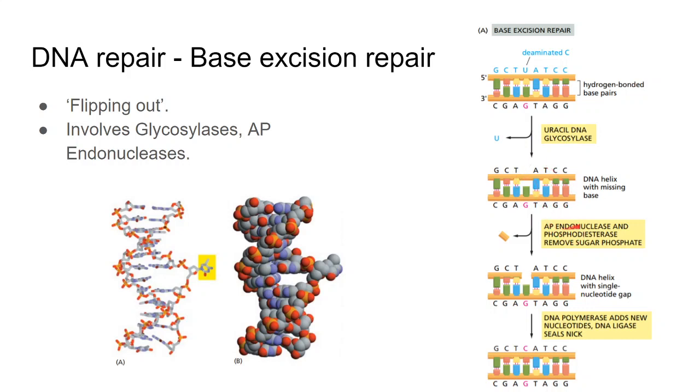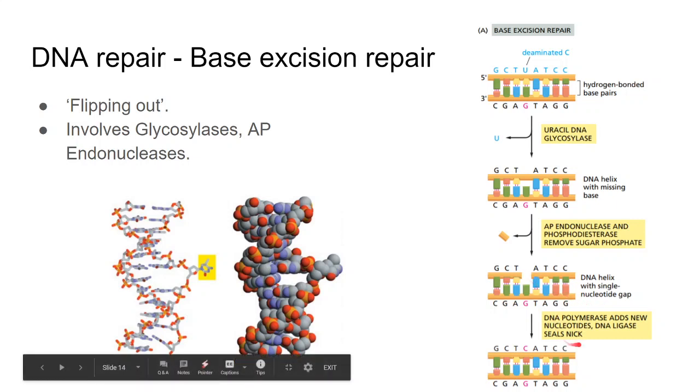And then you have the AP endonuclease. A nuclease is any enzyme which cuts your DNA, a nucleic acid. And an endonuclease means it cuts in between a nucleic acid chain. An exonuclease, EXO, would cut from the ends. An endonuclease can cut from the middle. That's how the nomenclature works. Endo meaning inside, it cuts on the inside. So you have the removal of this specific sugar phosphate backbone.